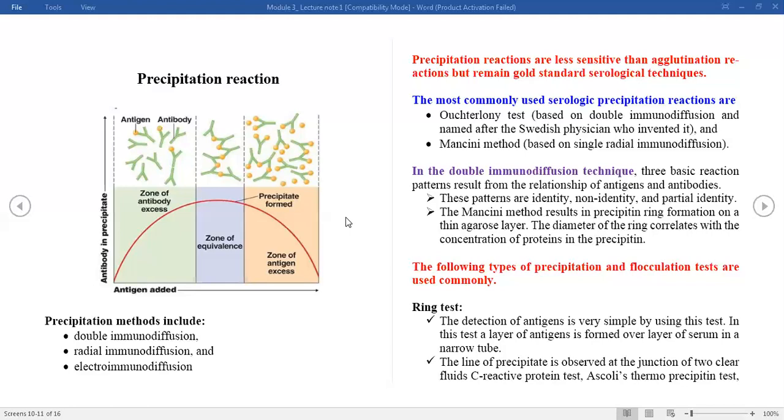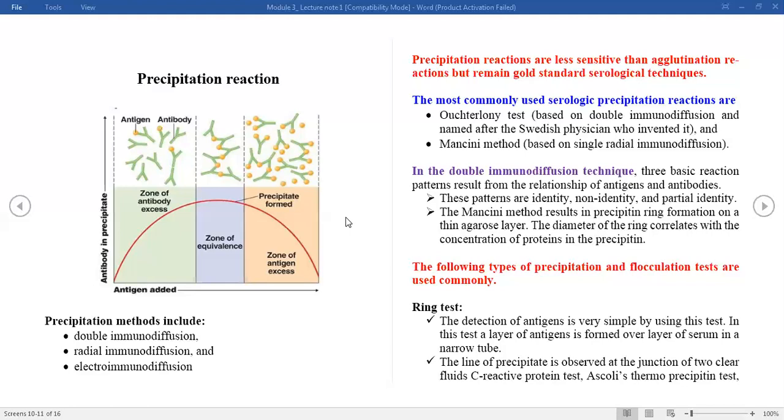So now we are going to discuss the precipitation reaction. The flocculation reaction is when it will just flux over the solution. So the ring test, this particular test is used for the detection of antigens. It's very simple by using this test.